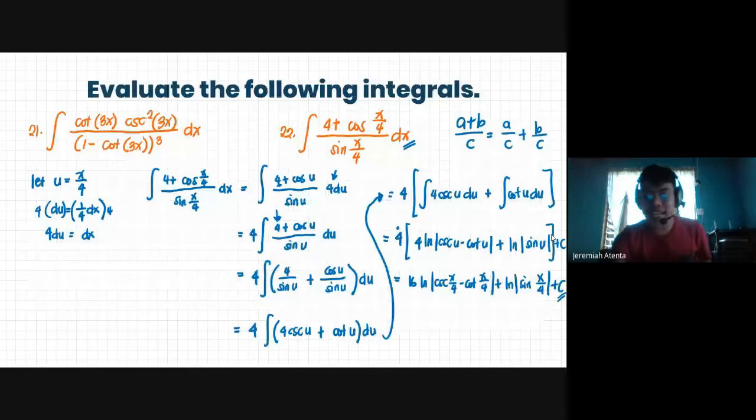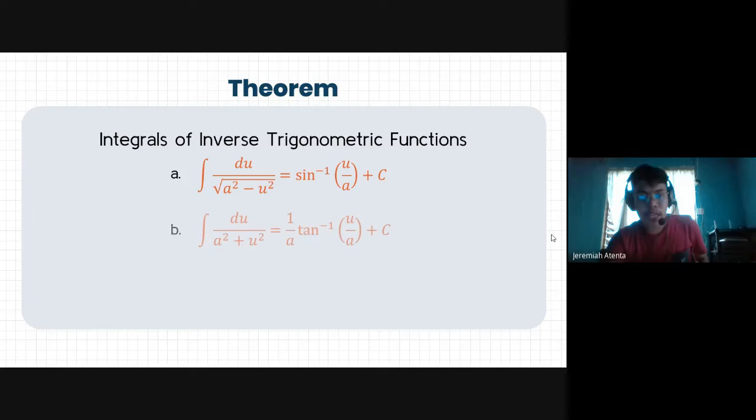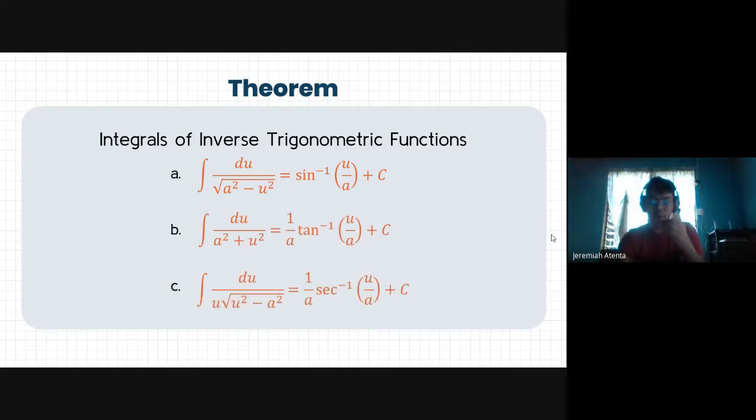Okay. And another one, this is the last. This is for the integrals of inverse trigonometric functions. So we have the derivative, and we also have the integral. There are only three of them. Kindly take note of the formulas, as I said in the first lesson. For integration, you need to memorize the formulas. Not just familiarize, but really memorize.